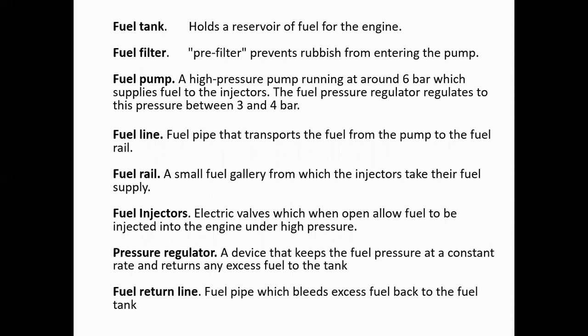The fuel tank holds the reservoir of fuel for the engine. The fuel pre-filter prevents rubbish from entering the pump. The fuel pump is a high pressure pump, delivering around 6 bar, which supplies fuel to the injector. The fuel pressure regulator regulates this pressure between 3 and 4 bar. The fuel pipe transports the fuel from the pump to the fuel rail, a small fuel gallery from which the injector takes the fuel supply.